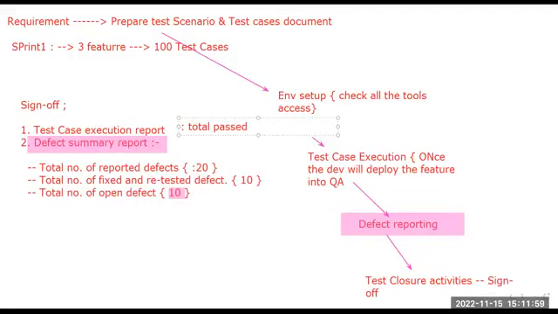If there is no defect, you don't need to write a defect summary report. You can write it like no defects found. Simple. No need to update anything, just mention that no defect found. But in real time, definitely you will get a defect. That is the reality.